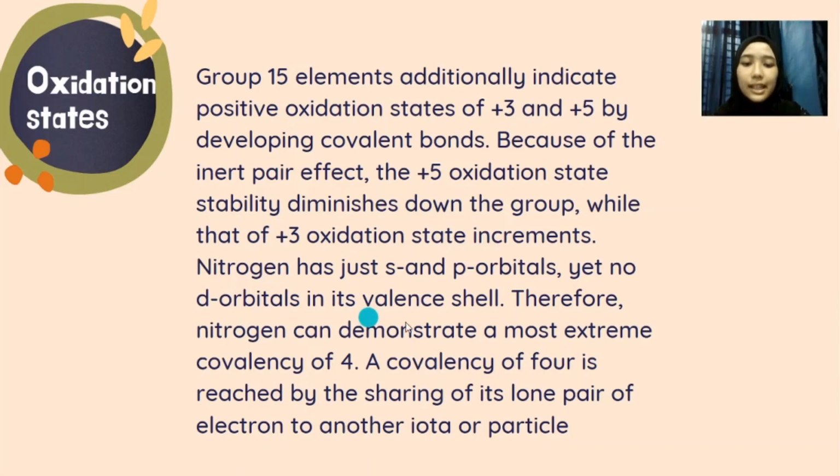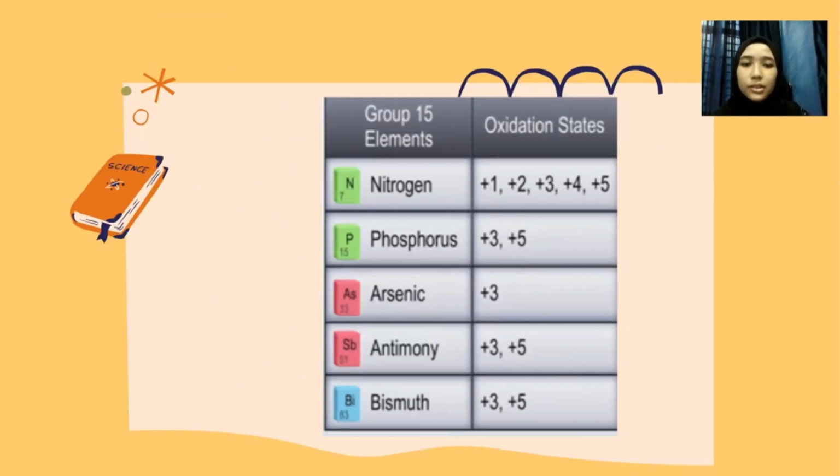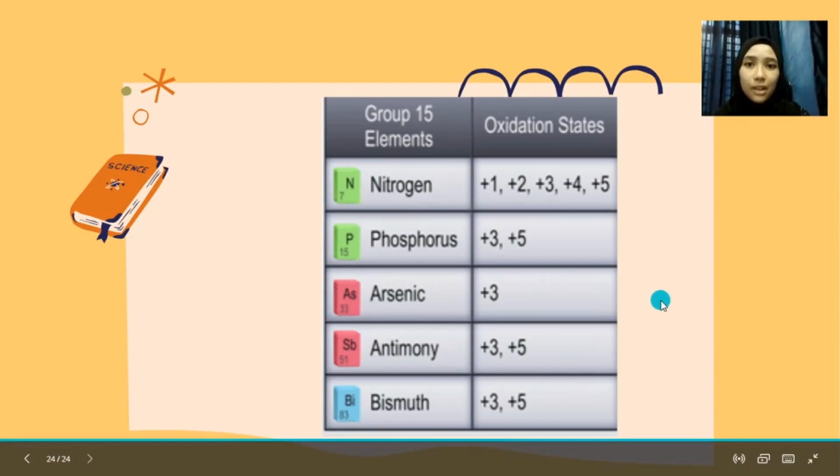Therefore, nitrogen can demonstrate a maximum covalency of 4. A covalency of 4 is reached by the sharing of its lone pair of electrons with another atom or ion. So this is the oxidation state for group 15 elements, which are nitrogen, phosphorus, arsenic, antimony, and bismuth. So that's all for me.